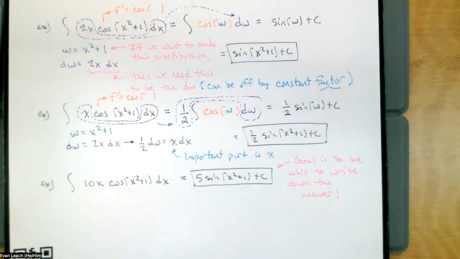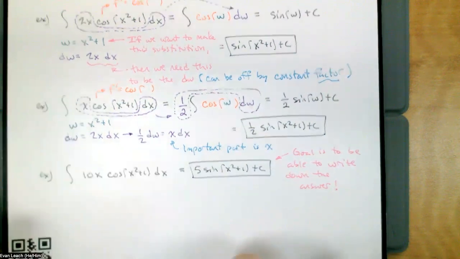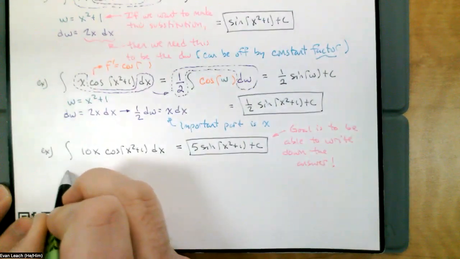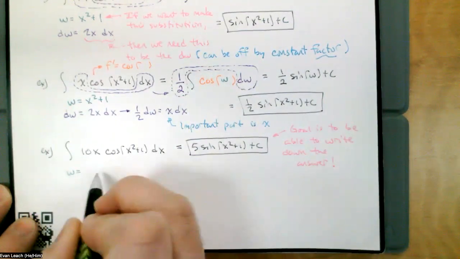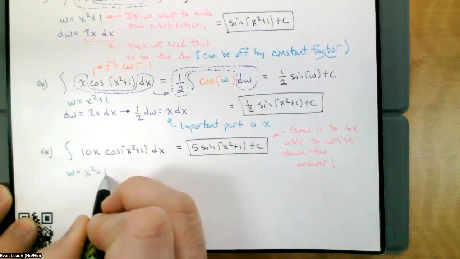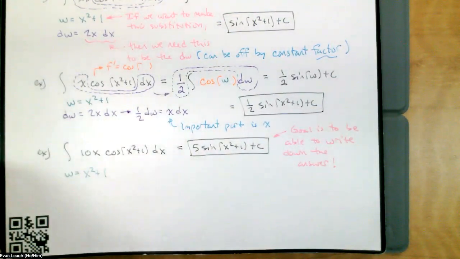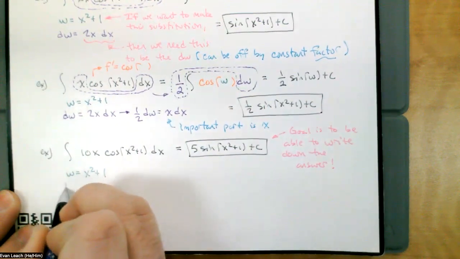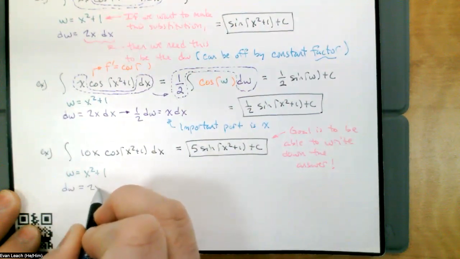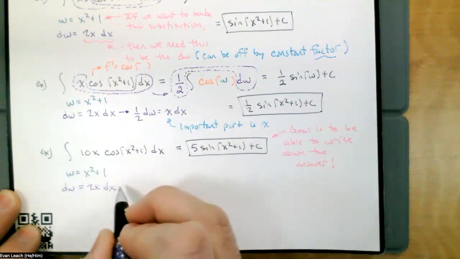The goal is to be able to just write down the answer and not have to go through all the details. The goal of every math class is to stop writing all the details. Understand the details well enough that you don't have to write them down. Everything works out the same if we still want to make w an x squared plus 1. To make that substitution work, I need some multiple of 2x to x.